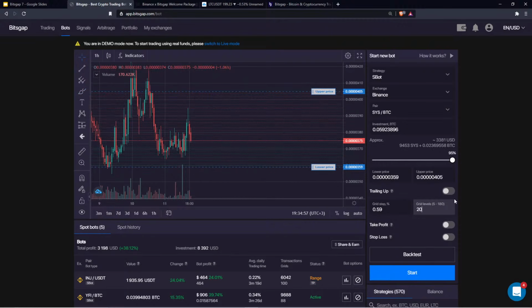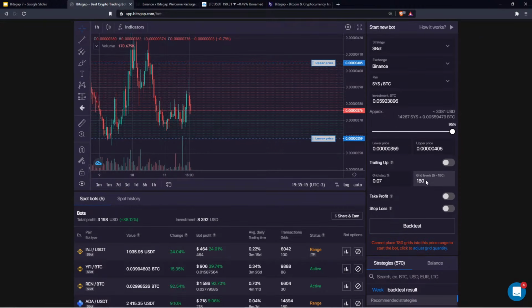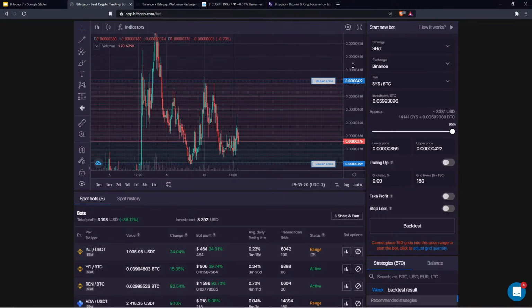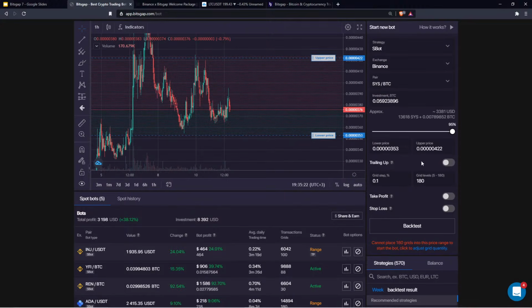Let's say we want to stick with 20 grid levels. Let's see if I can afford to have 20 grid levels with the investment of 3,300. It says that yes, all is okay. But what if I want to plot 180? You see, now it's not possible because I just cannot afford to have so many grids. Let's actually make some adjustments like this, maybe like this. Yeah, you see, in order to launch this bot, I need to adjust the amount of grid levels. So yeah, 70 for this configuration.